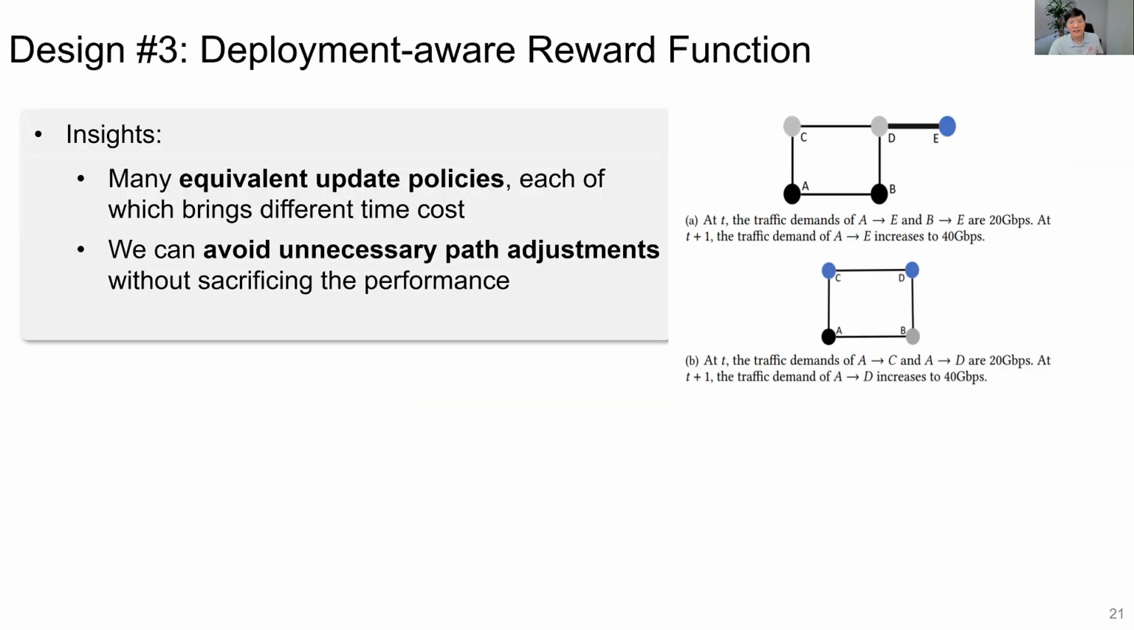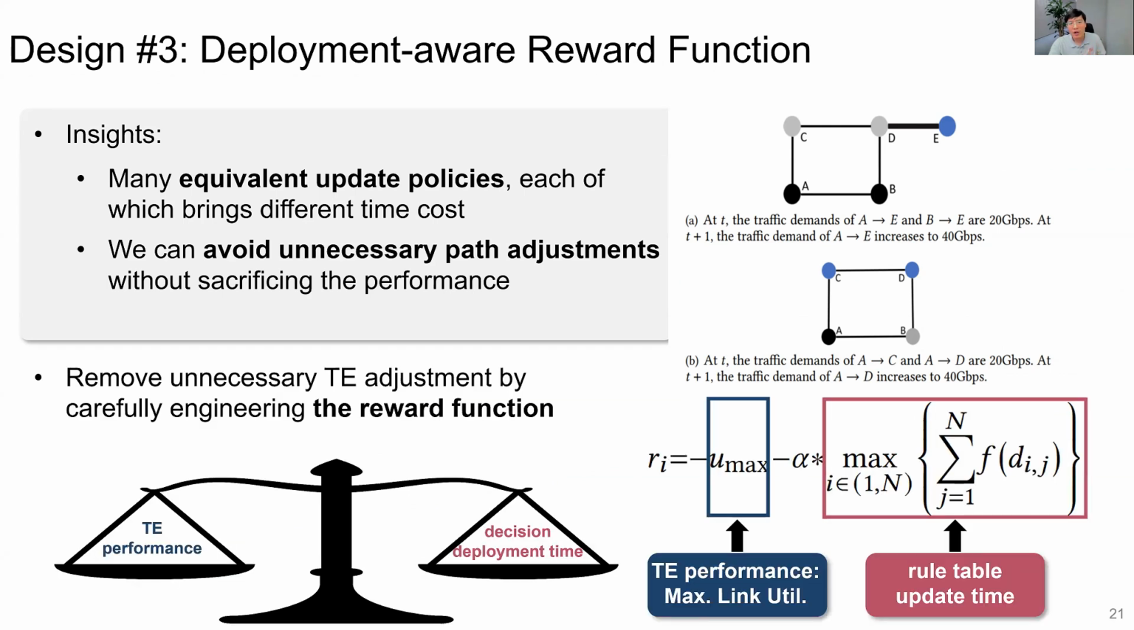Our insight is that there are many equivalent update policies with similar splitting effects, but each brings a different time cost. So we can decrease unnecessary path adjustment by designing a deployment-aware reward function, where both TE performance and the number of updated entries are considered, making it possible to update only the necessary fewer entries at a time.